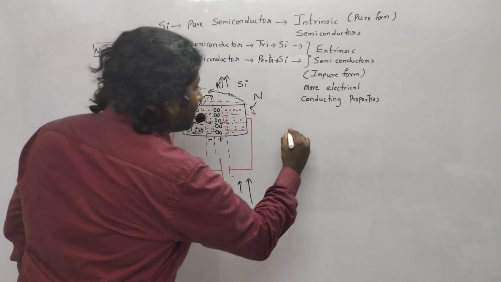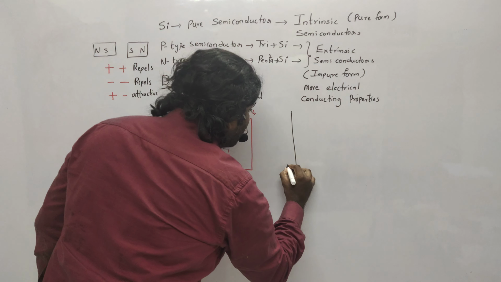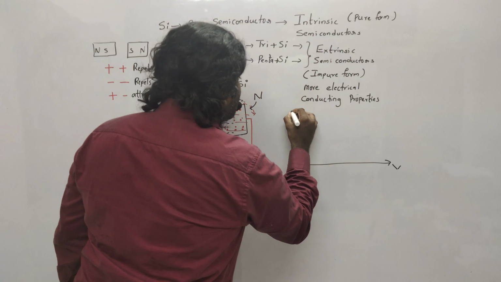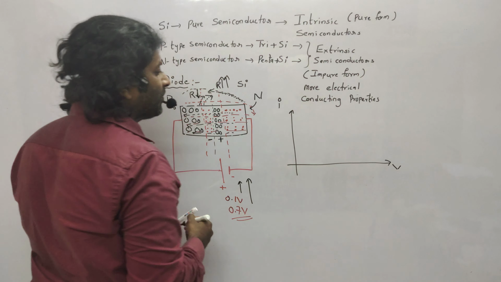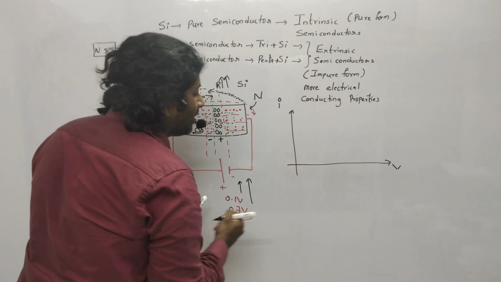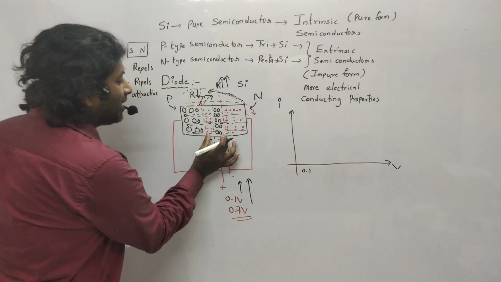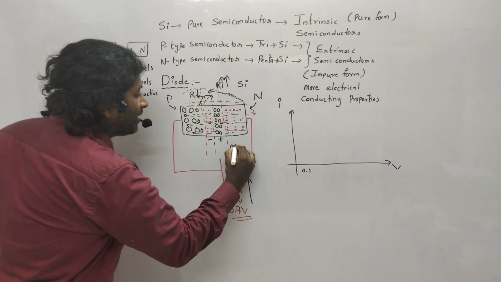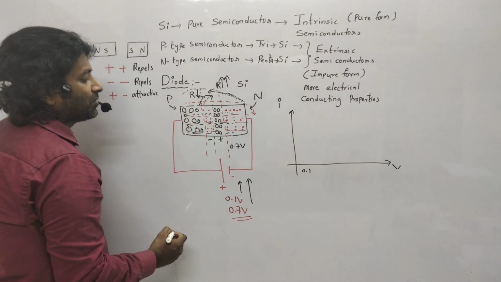Now I am drawing the graph here, a very important graph. You need to understand the graph very clearly. This is the voltage axis, this is the current axis. If you apply 0.1 volt, no result. Current cannot flow because the junction voltage is more, the repulsion force is more. Therefore, the junction breakdown voltage is 0.7 volts.